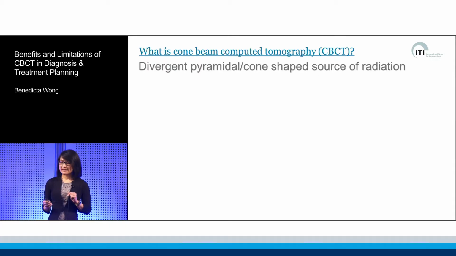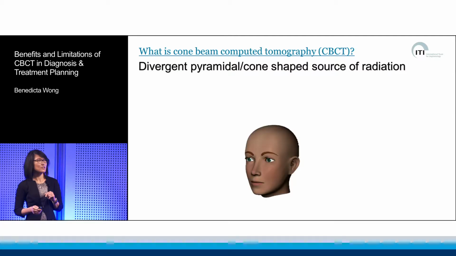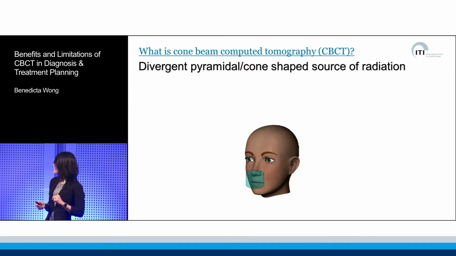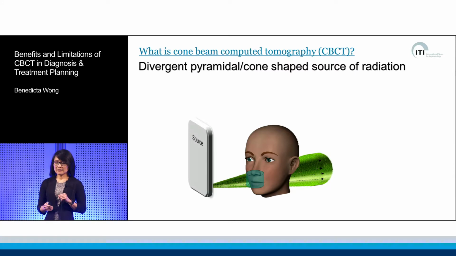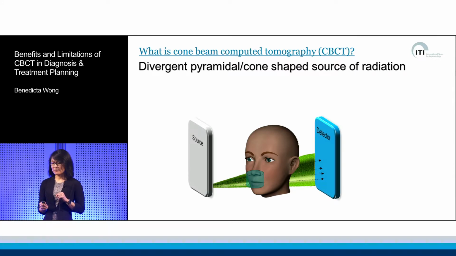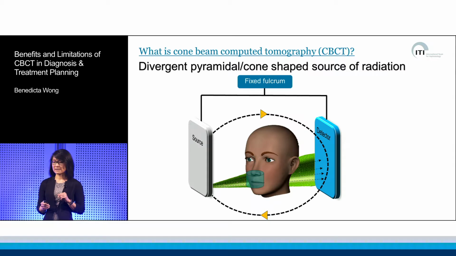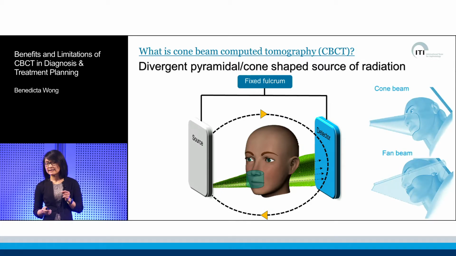What is cone beam CT? It is a divergent pyramidal or cone-shaped source of radiation. So here we have a patient who is about to be irradiated, and that's the region of interest that we're interested in. We have a source, and the detector and the source rotate synchronously around a fixed fulcrum. The big difference between CBCT and the conventional multi-slice CT is in the shape of the beam. However, there are of course differences in the detectors, but we will not be covering that today.